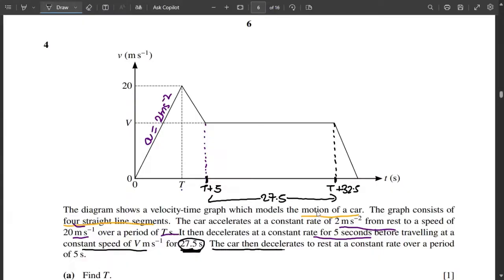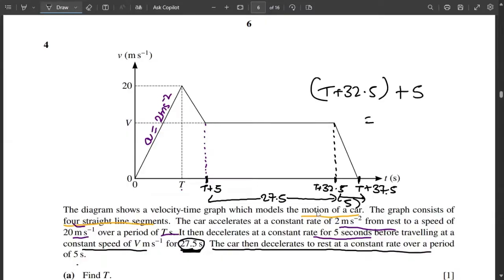The car then decelerates to rest at a constant rate over a period of 5 seconds. So let me rewrite this also. This will be T plus 32.5. And it decelerates for 5 seconds. So if this is 5 seconds, then this will be T plus 37.5. Why? Because T plus 32.5 and an additional 5 seconds is T plus 37.5.